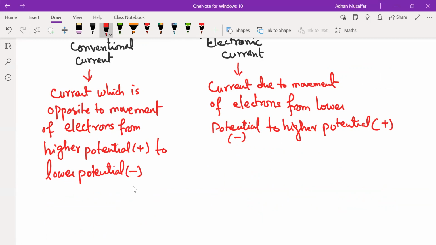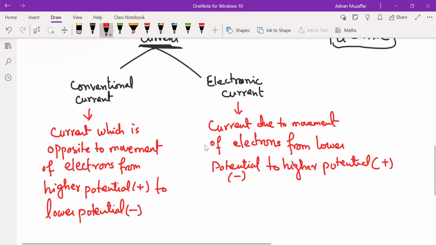You may have heard from some teachers that yes, it's basically a conventional way to take current from positive to negative, because in the beginning it was taken from positive to negative, so it's a tradition. So that's why we have to consider current in the same way, always from positive to negative. But in reality, it is from negative to positive due to the movement of electrons. But it's not like that. See, in the beginning I told you that these are two names of the same thing.